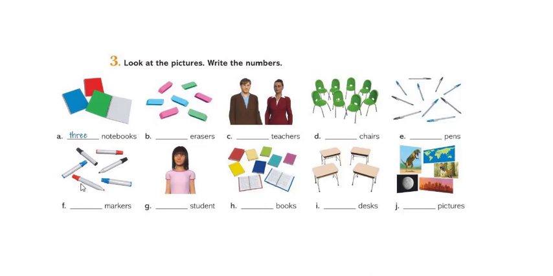F. 1, 2, 3, 4, 5, 6 markers. 6 markers. A student. 1 student. H. 1, 2, 3, 4, 5, 6, 7, 8, 9 books. 9 books. I. 1, 2, 3, 4 desks. 4 desks. J. 1, 2, 3, 4, 5 pictures. 5 pictures.